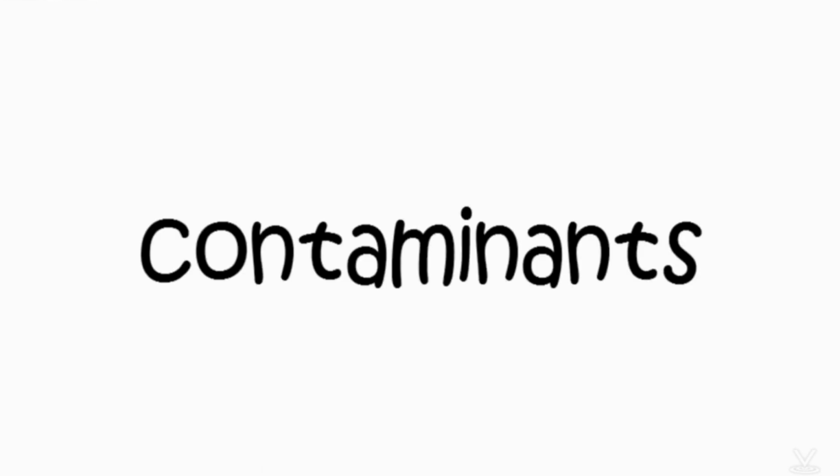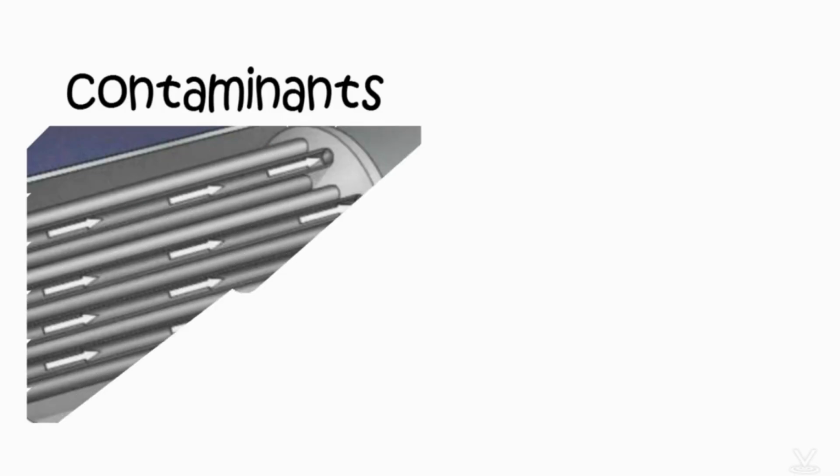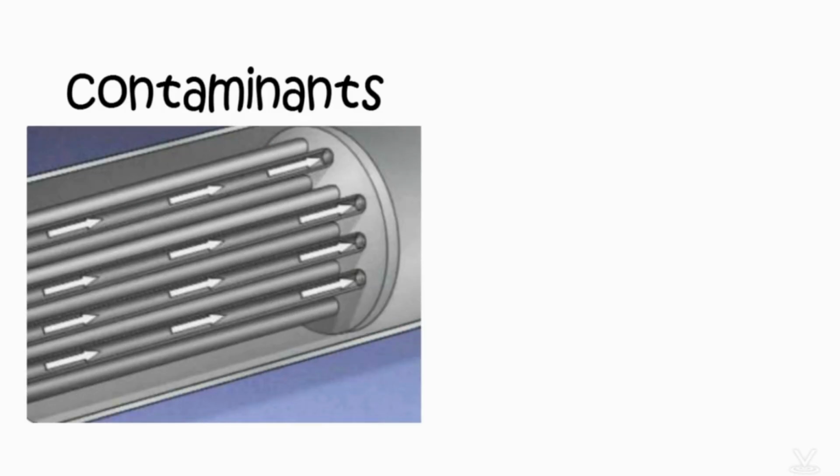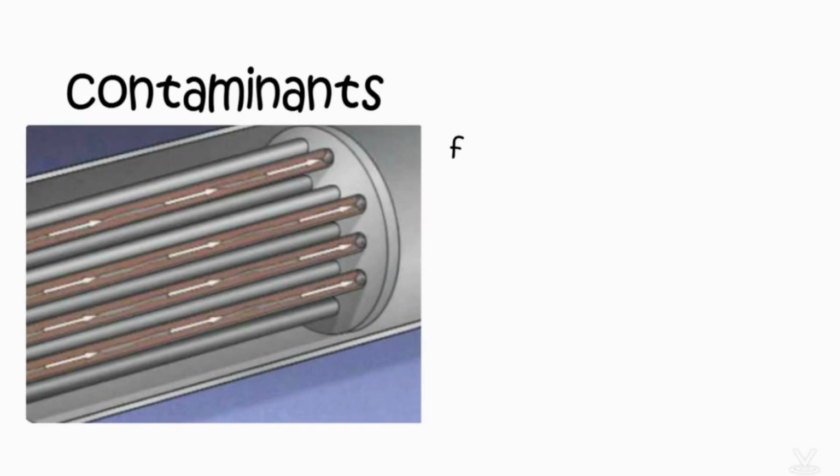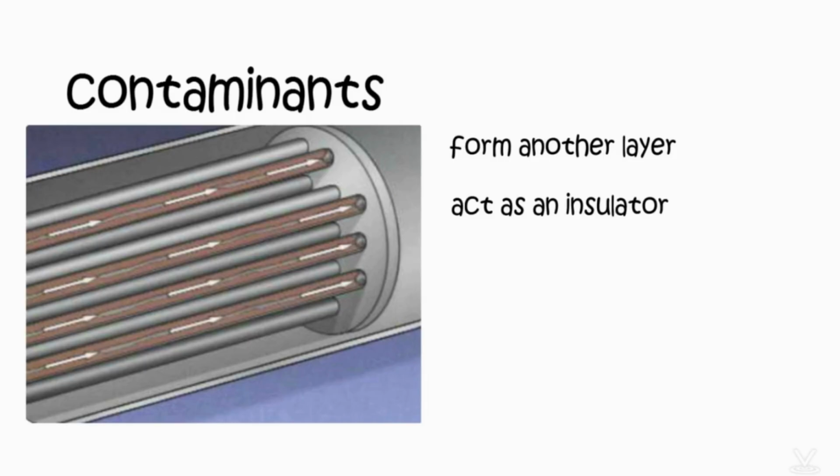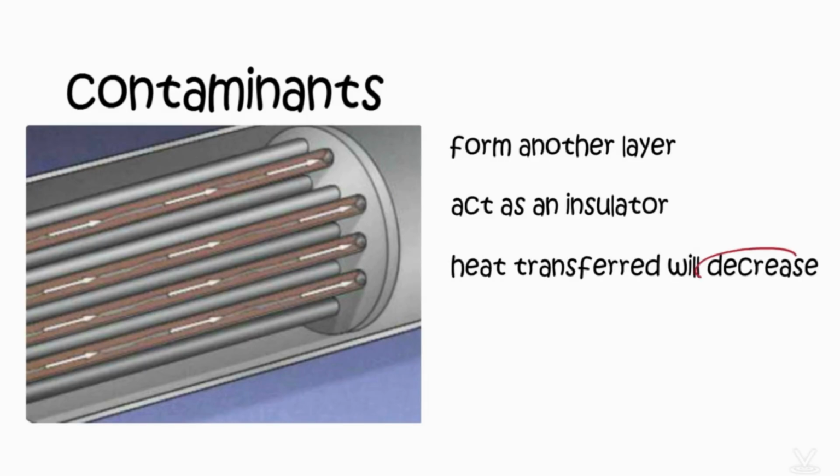Contaminants. Heat transfer can also be affected by the presence of contaminants in the fluids. These contaminants, or impurities, can build up on a heat exchanger and form another layer of material that the heat must transfer through. This layer of material will act as an insulator, and the amount of heat that can be transferred in the heat exchanger will decrease.